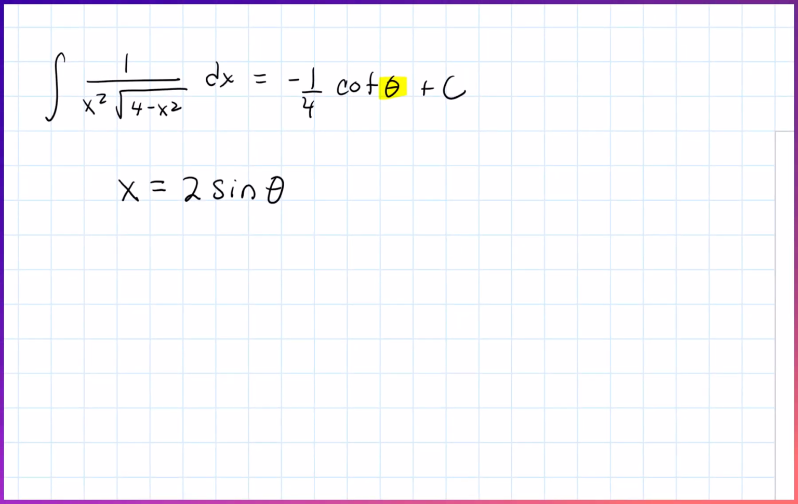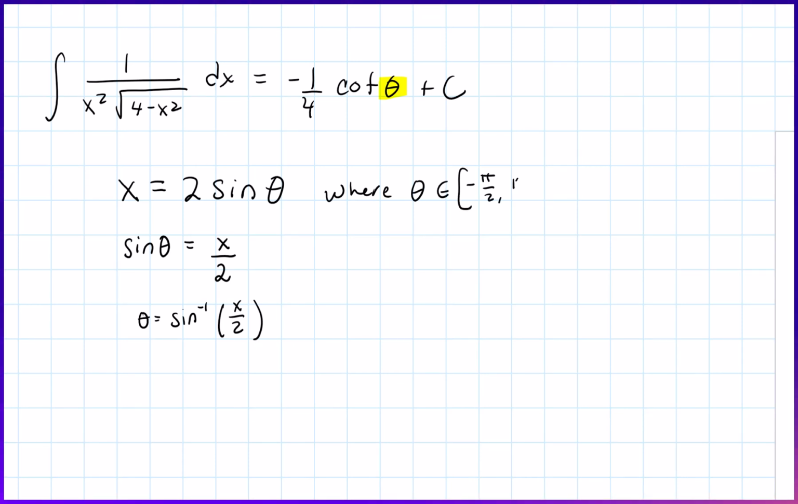So it turns out here, if I divide both sides by 2, that the sine of theta is equal to x over 2. So theta is actually the inverse sine. It's the angle whose sine is x over 2, right? And in order to do that, we had to have that restriction on the domain. This was where theta was in the interval from negative pi over 2 to pi over 2. So now, in order to write this in terms of x, we have a few choices.